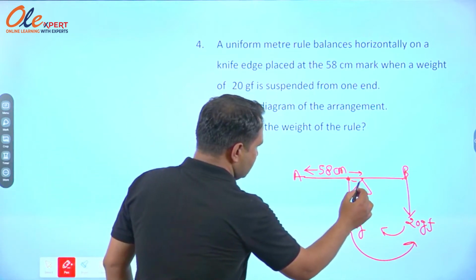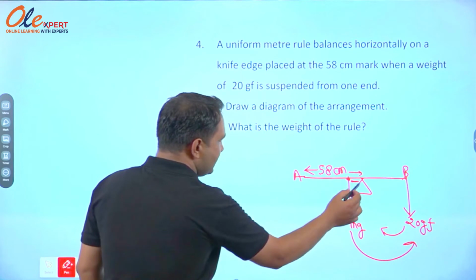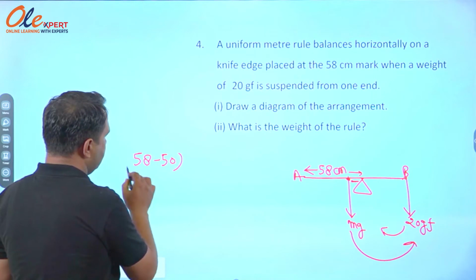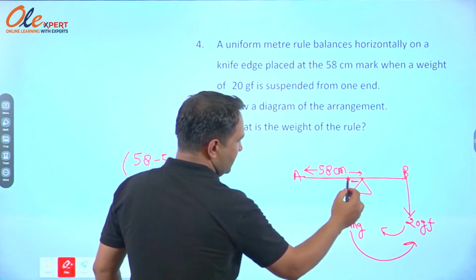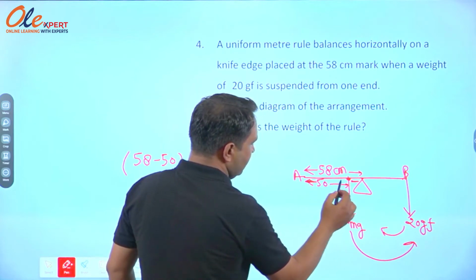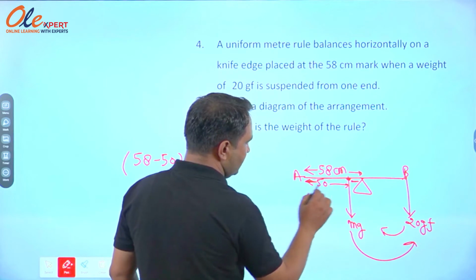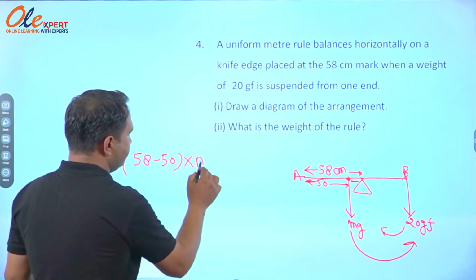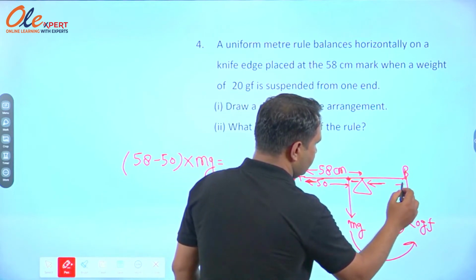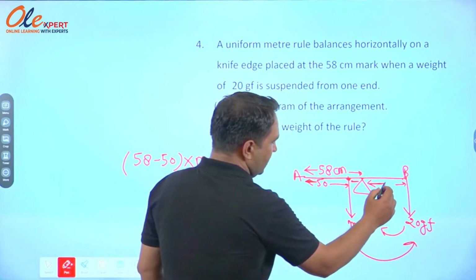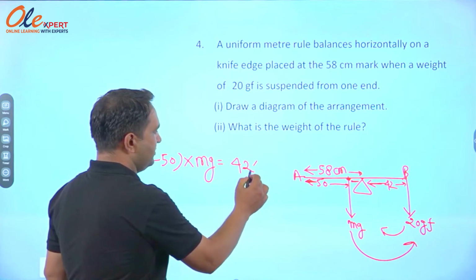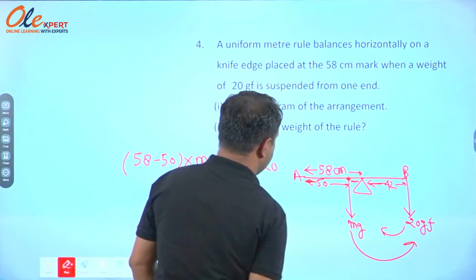So applying this principle, what will we get? 58. So what is the distance between these two? 8 centimeter, 58 minus 50. This is 50 centimeter, right? This is 50 centimeter and this is 58. So (58 minus 50) into mg is equal to, what will be the distance of B? Remaining distance is 42. So it will be 42 into 20. This is 20.